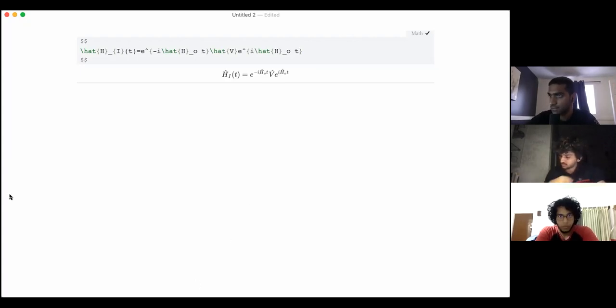Let's see if I got the minuses in the right order. Yeah, there's a plus and then there's a minus. And here, the kinetic term is just p squared. So h naught.